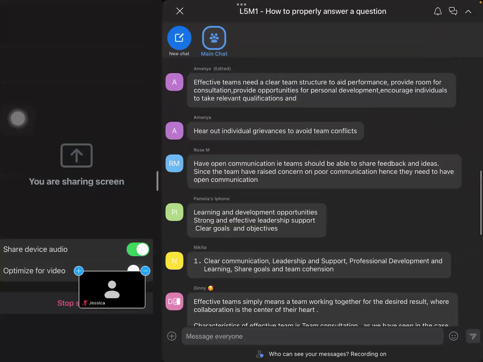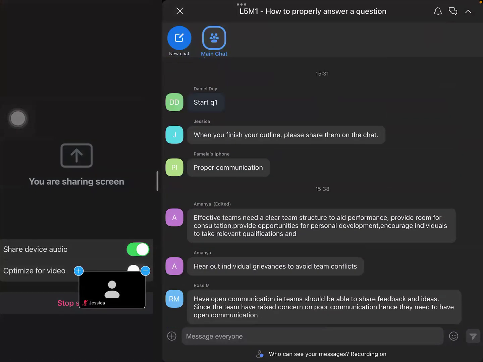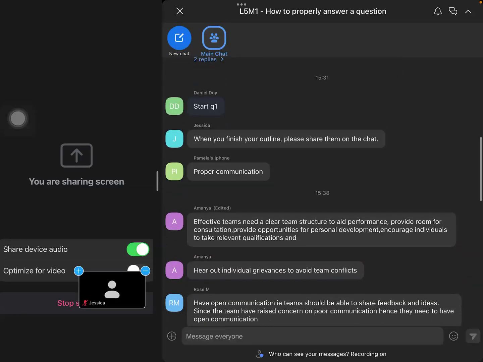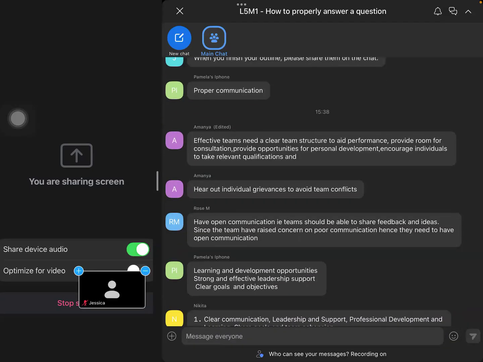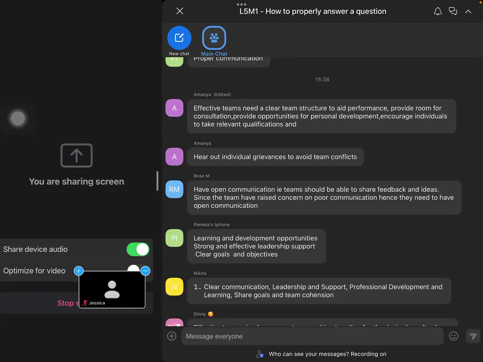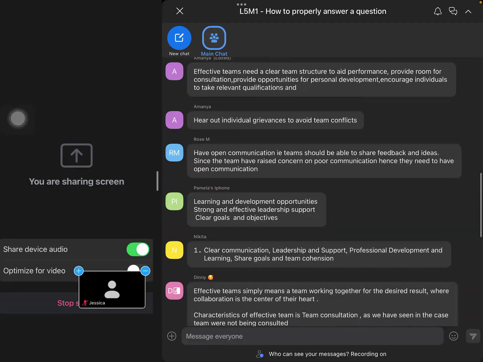But most answers here, and actually every answer here, only calculate effort and respond to the problems in the scenario, right? Something like proper communication, listening to individual grievances, open communication again, or learning and development opportunities, strong effective, etc. So what I expect from an outline is how you devise the answer, or how you plan for your answer. You must plan for an introduction. You must plan for the main point or for the body.